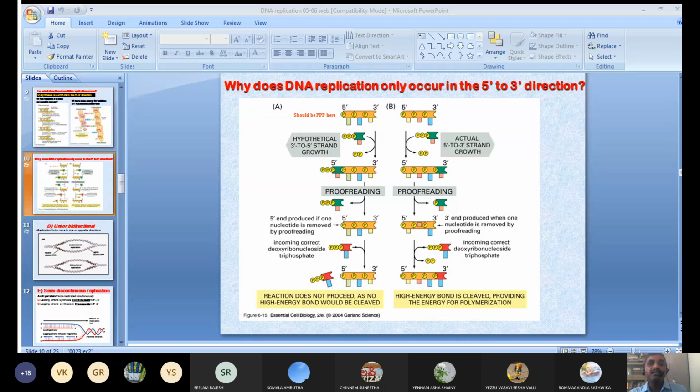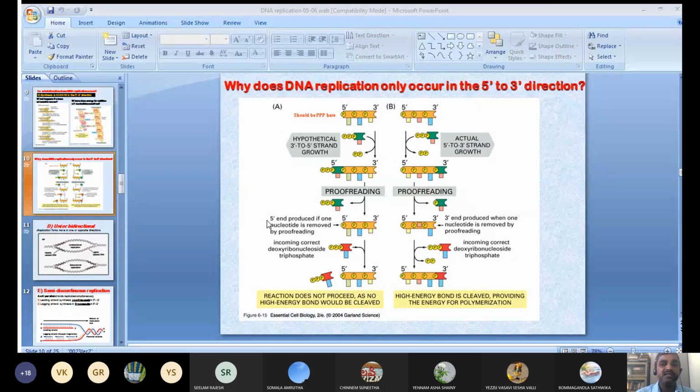Okay, so then what will happen here? Hypothetically, you see, this is 5' to 3', it is going up, and the upcoming nucleotide is going to join here. So the upcoming nucleotide will join, right? Then a proofreading activity will be done.